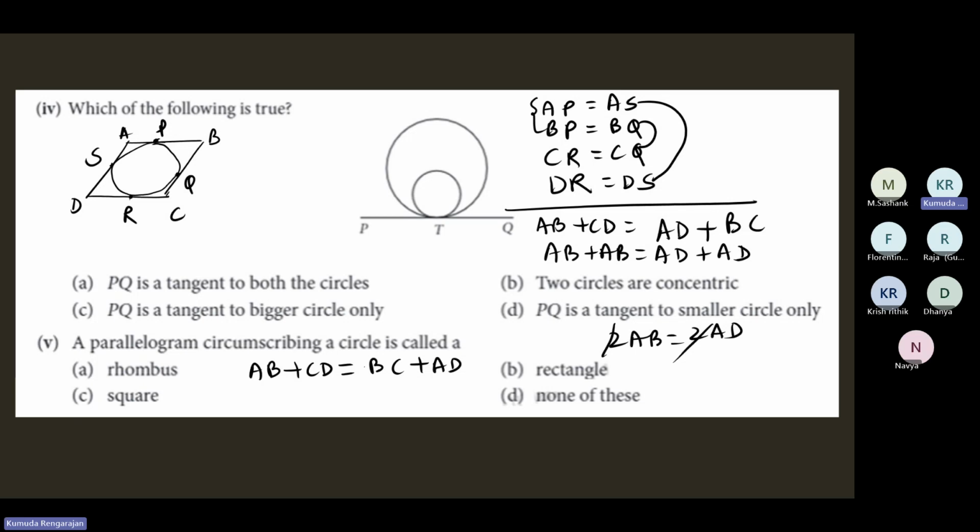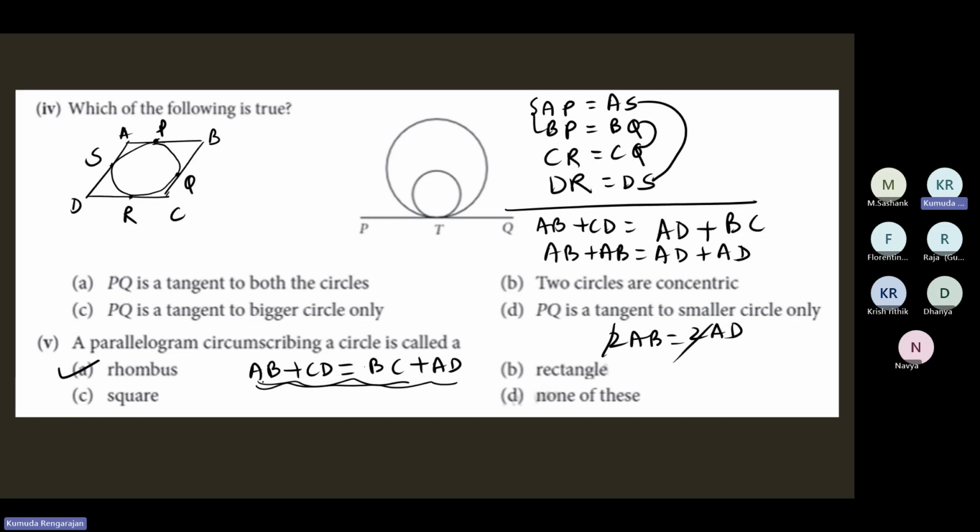We don't have to prove it. We just try to recall the proof. A parallelogram circumscribing a circle is called a rhombus. You were right. We just recalled the proof. So write this result in the rough column. The sum of the opposite sides are equal. AB plus CD is equal to BC plus AD.